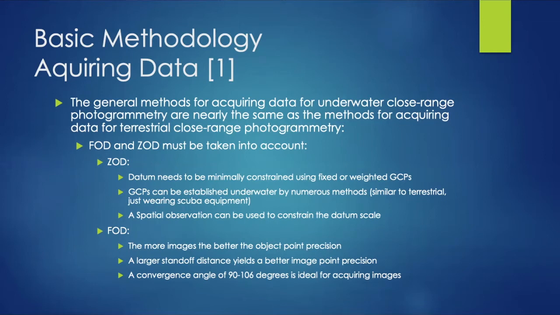A spatial observation can be used to constrain the datum scale. For the first order design, the more images, the better for the object point precision. A larger standoff distance yields a better image point precision, and a convergence angle of 90 to 106 degrees is ideal for acquiring images.